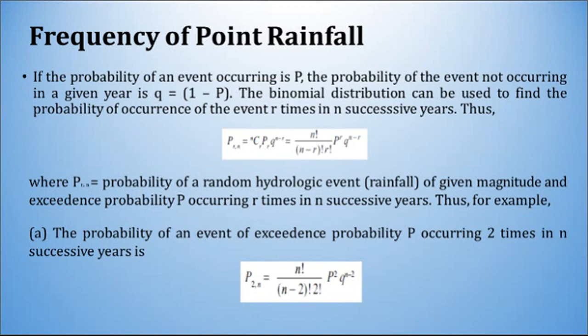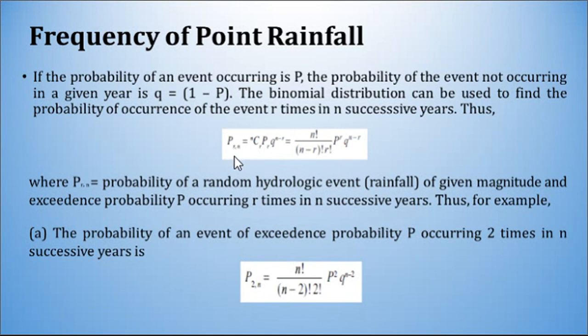If the probability of an event occurring is capital P, the probability of the event not occurring in a given year is small q, which is equal to 1 minus p. The binomial distribution can be used to find the probability of occurrence of the event r times in n successive years. Thus, with the help of these formulae, you can find out the probability of occurrence of the event r times in n successive years. So here r represents the number of times the event is likely to occur, and n represents in how many years you are going to find out the probability of occurrence of that particular event.